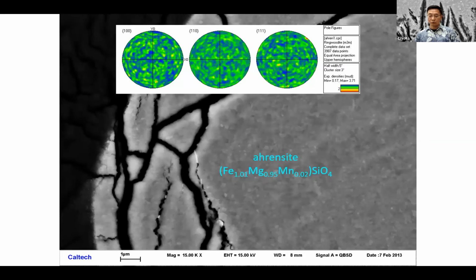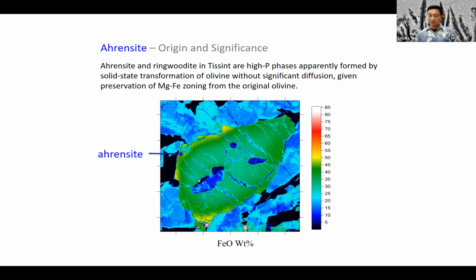EBSD mapping shows the ahrensite nanocrystals have a random orientation. Ahrensite and the ringwoodite in Tissint, a high pressure phase, apparently formed by solid state transformation of olivine without significant diffusion, given the preservation of Fe ion zoning from the original olivine. This is a quantitative X-ray map.